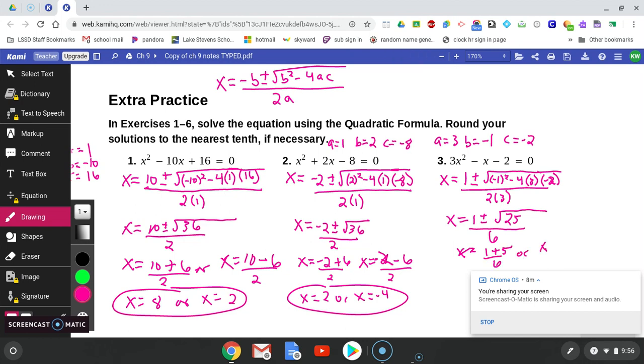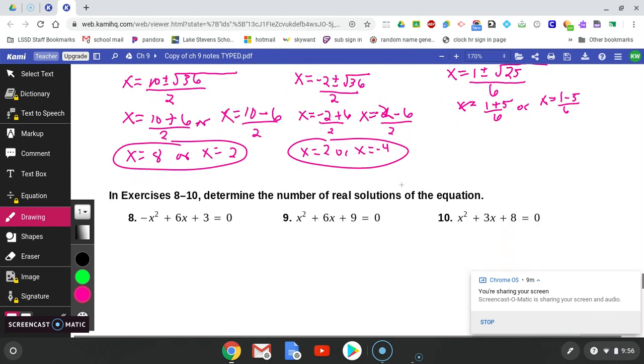Or x is equal to 1 minus 5, because the square root of 25 is also a negative 5. And then I simplify each of them. So I get x is equal to 1 plus 5 is 6. 6 divided by 6 is 1. 1 minus 5 is a negative 4. Negative 4 divided by 6 can be reduced to negative 2/3. And there's my answers.